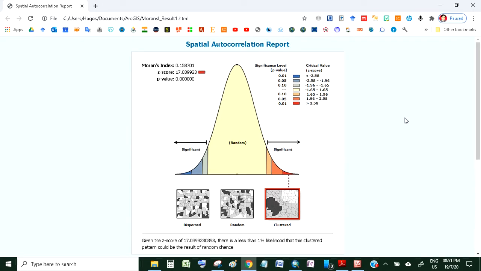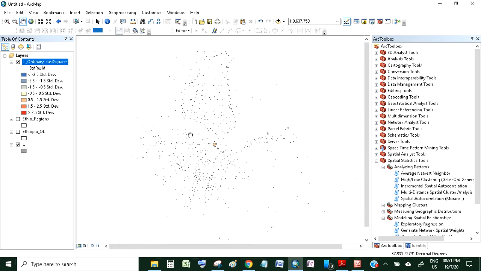So this is the result of spatial autocorrelation, and from the result you can see that the higher and lower values are clustered here. This is the way you can see with the help of residuals. You can see whether the residuals are clustered. So your data shows that yes, these are the clusters.